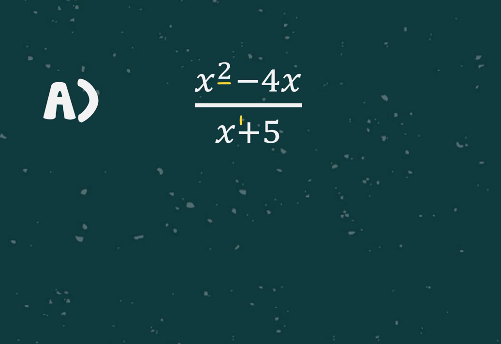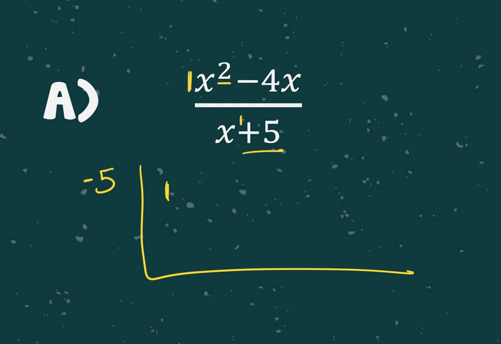Because the bottom is just x plus or minus something, we can use synthetic division here. So if you remember synthetic division, you change the sign of what follows the x, what you're dividing by. So -5 goes on the outside. Then you list all your coefficients. So this would be a 1, this would be a -4, and the last one would be the constant, which is 0.